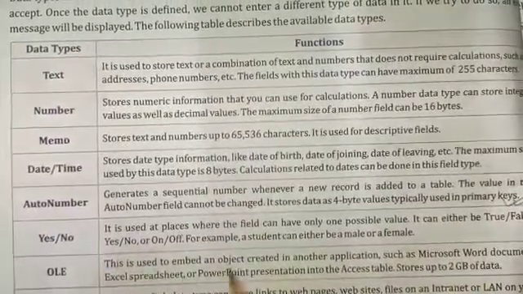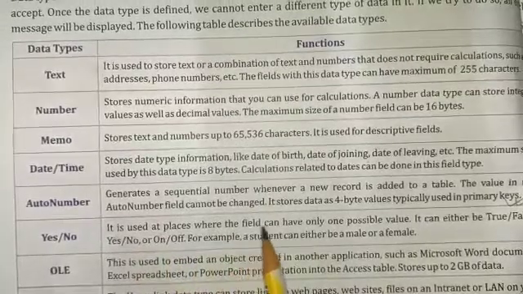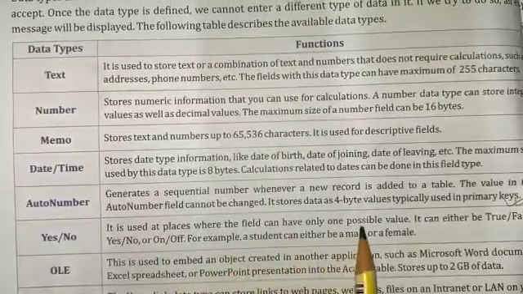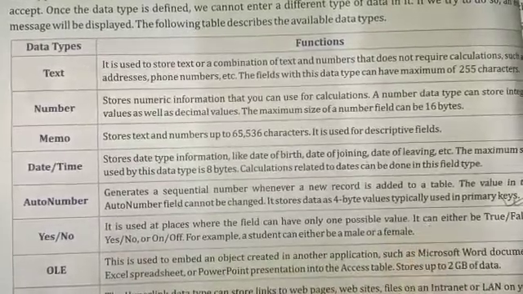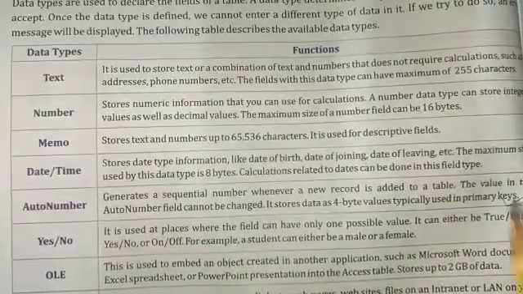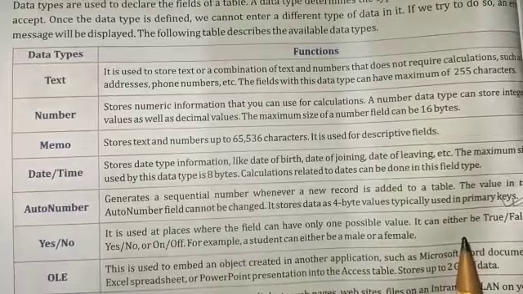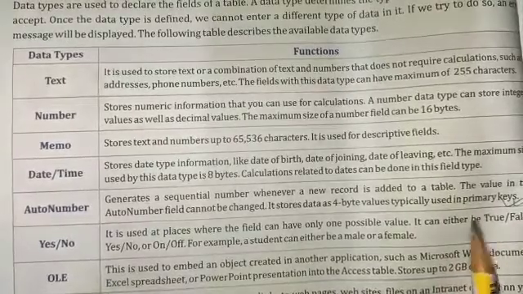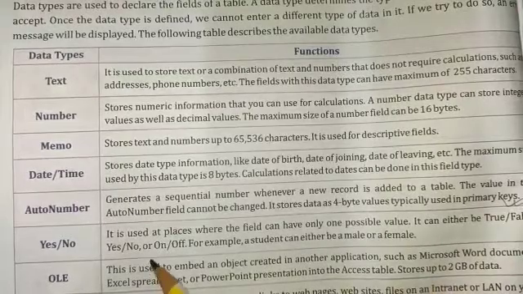Yes/No data type. It is used at places where the field can have only one possible value. It can either be true or false, yes or no, or on or off.